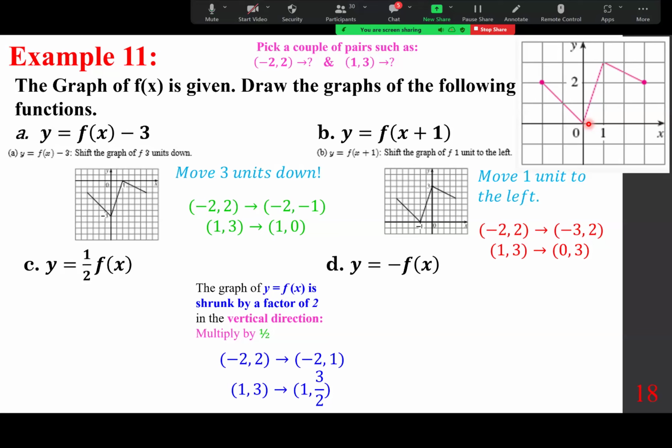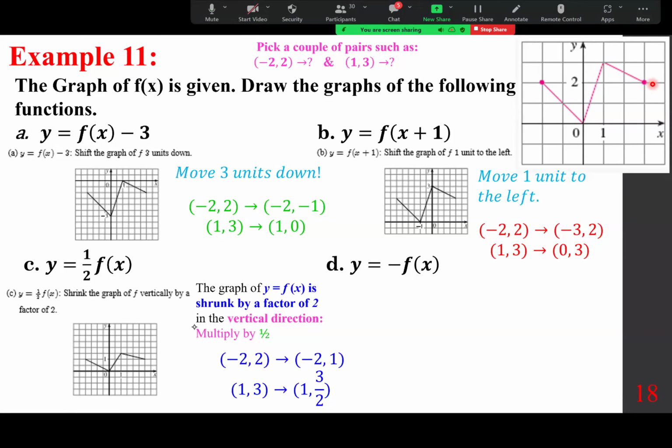Okay. So you're keeping the x coordinate, and the y coordinate you divide by 2. So this 3, 2 becomes 3, 1. And it looks something like this. So it shrinks along the y-axis by this factor. So it gets smaller by a factor of 1/2, okay?